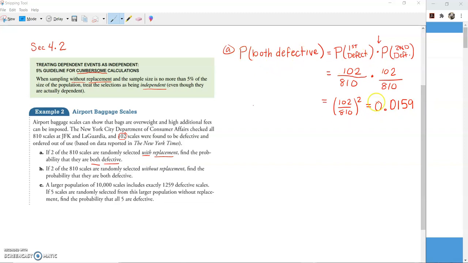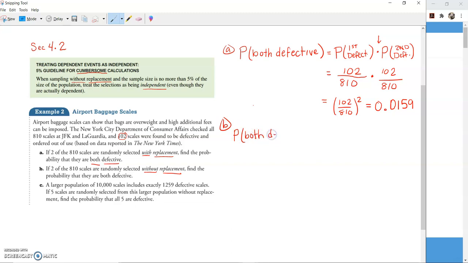Okay, so this is an example showing you something that's not cumbersome, it's not an issue, and since it was with replacement, it made it easier because our fractions stayed the same the whole time. So now let's look at part B. Part B says if 2 out of the 810 scales are randomly selected without replacement, find the probability that they are both defective. So we are doing the same thing but without replacement.